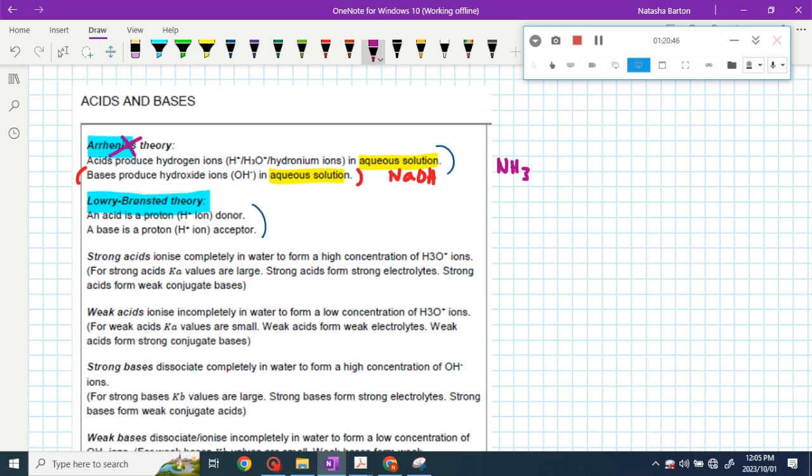We teach it to you guys because it forms the foundation. But then we go on to Bronsted-Lowry theory because it works in all cases. Even when we don't have water present, we can still define an acid or a base. So we know an acid donates protons.